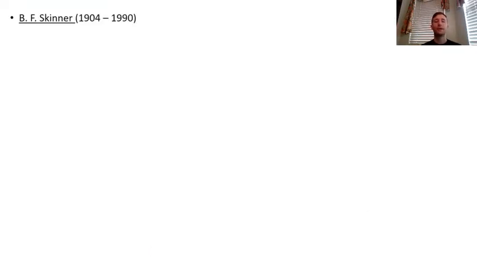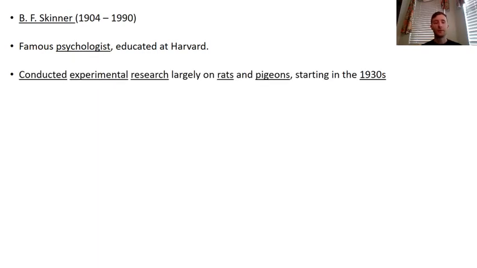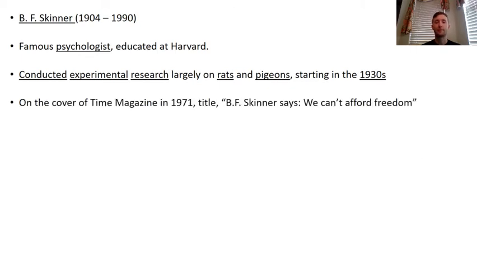So B.F. Skinner lived from 1904 to 1990, and like I said, B.F. Skinner was a famous psychologist, and he was educated at Harvard in the 30s. And he conducted experimental research, largely on rats and pigeons, starting in the 1930s. He was on the cover of Time magazine in 1971, and the title was B.F. Skinner Says We Can't Afford Freedom. This is an example of how B.F. Skinner was a highly controversial figure in some ways. I should probably say in many ways.